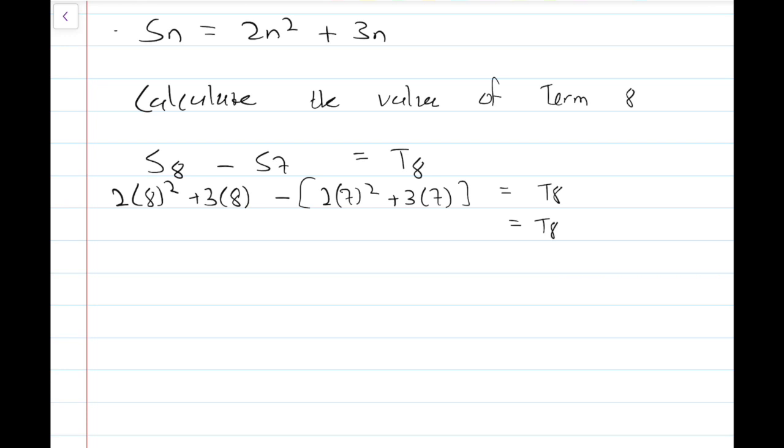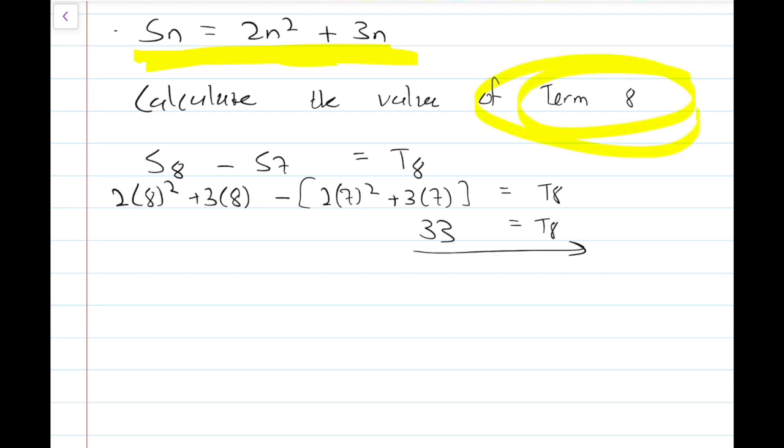You put the whole thing in the calculator: 2 into 8 squared plus 3 into 8 minus 2 times 7 squared plus 3 times 7, and we close that and we should be good. So 33. Term 8 is equal to 33. That's an important thing to understand, to get into the habit of knowing how to go from an Sn formula and get a term value.